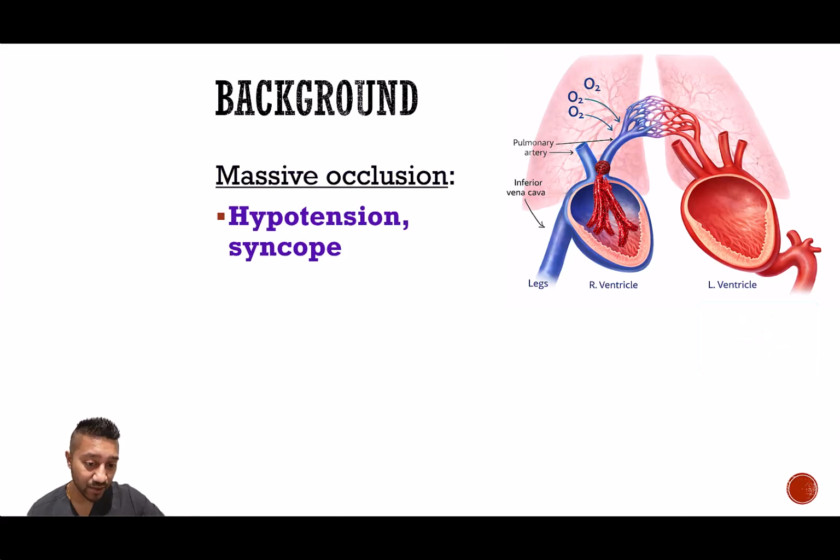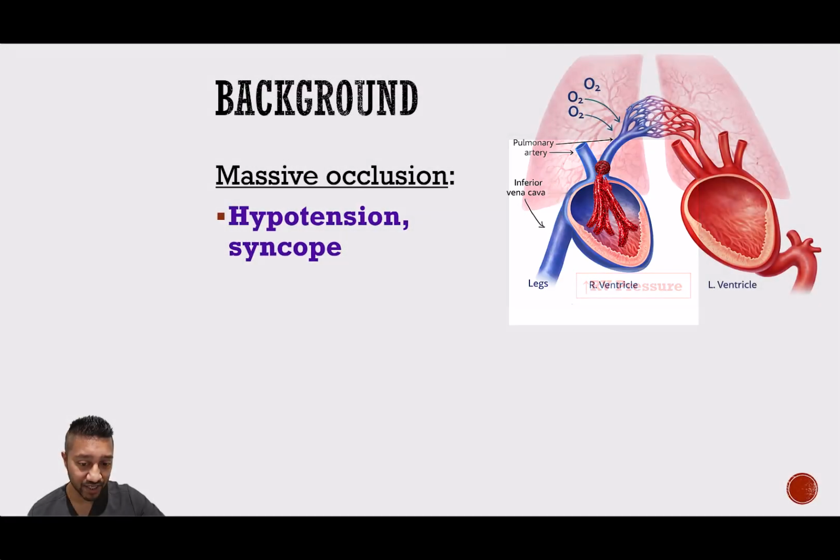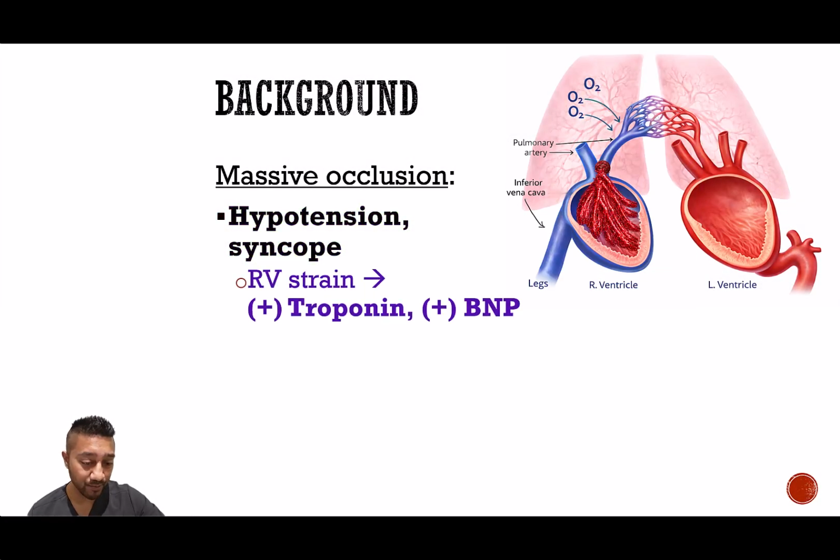Now, on top of that, the right ventricle has a much harder time now pumping against this obstruction within the arteries, making the pressure build up within the right ventricle and eventually leading to leakage of things like proBNP and troponin from that resultant injury.